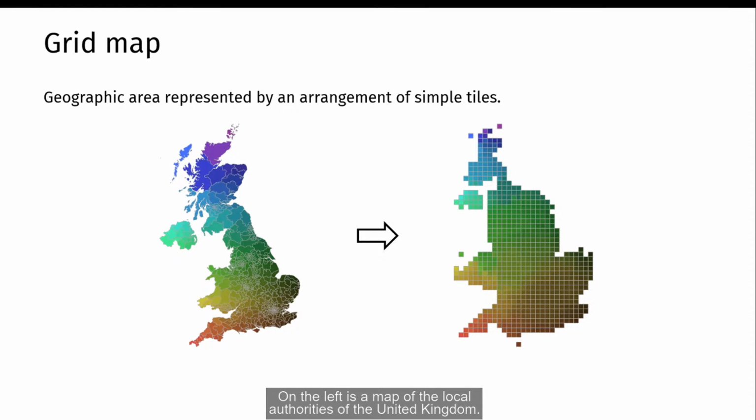On the left is a map of the local authorities of the United Kingdom. On the right, a grid map of these authorities is shown. Each region is turned into a tile, and these tiles are arranged such that they reflect the underlying map.